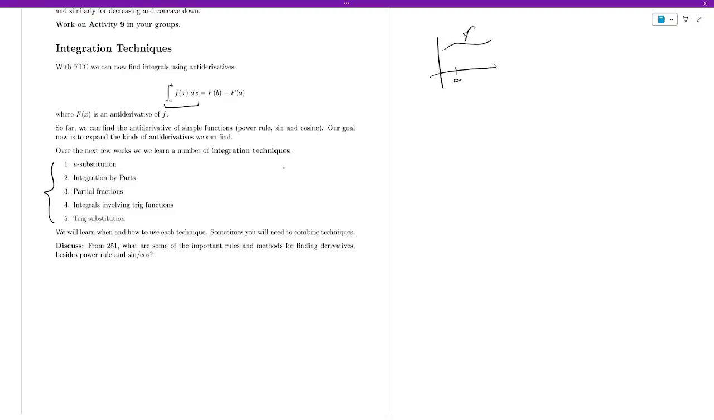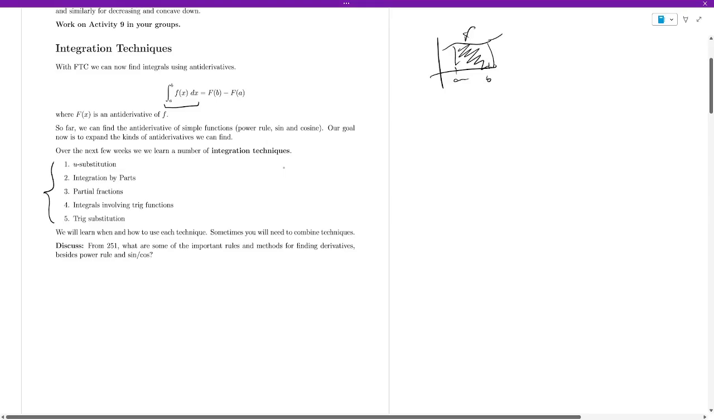Here's my function, here's a point a, here's a point b. I'm looking for the area under the curve between a and b. In the past, we only knew how to do this with a Riemann sum, and that was like this. We break it up into rectangles and approximate it, and imagine taking a limit.